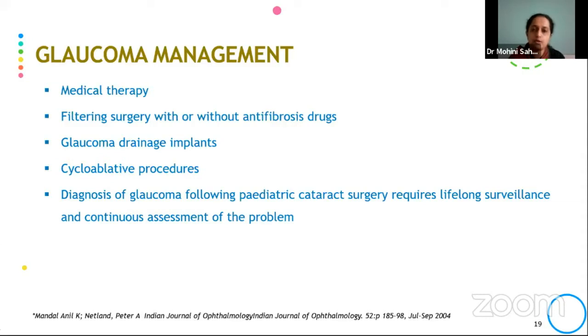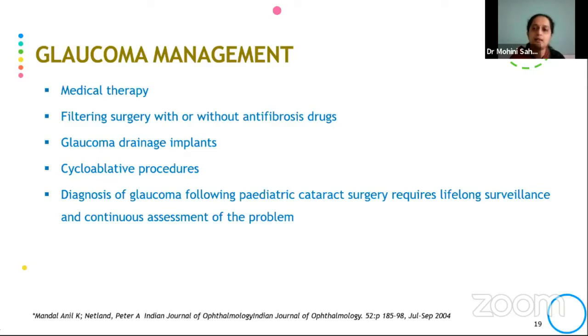For those in whom even the trabeculectomy fails, glaucoma drainage devices further improve the chances of management in a glaucoma patient. Cycloablative procedures are reserved for those children who have a low visual potential. Thus, it is important to mention that diagnosis of glaucoma following pediatric cataract surgery requires lifelong surveillance and a continuous assessment of the problem.